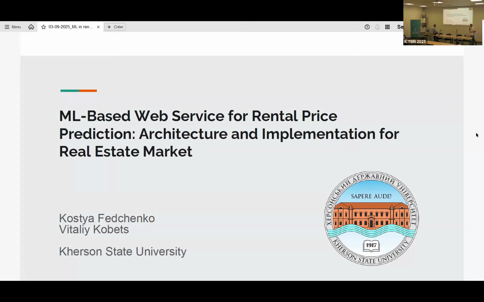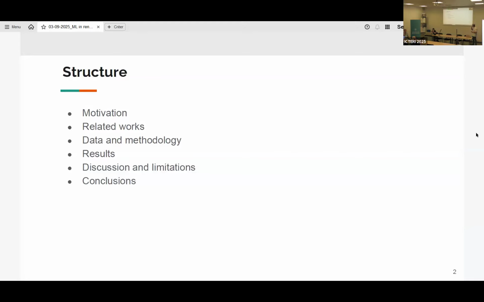Dear Chair, dear participants of the PhD section of this ICTRI conference, my name is Vitaliy Kobets, and I would like to introduce for you the research ML-based web service for rental price prediction, architecture and implementation for real estate market, prepared by me and my PhD student Kostya Fedchenko from Kherson State University, Ukraine. So you can see the structure of our research with motivation, related works, data and methodology, main results, discussion with limitations, and conclusions.